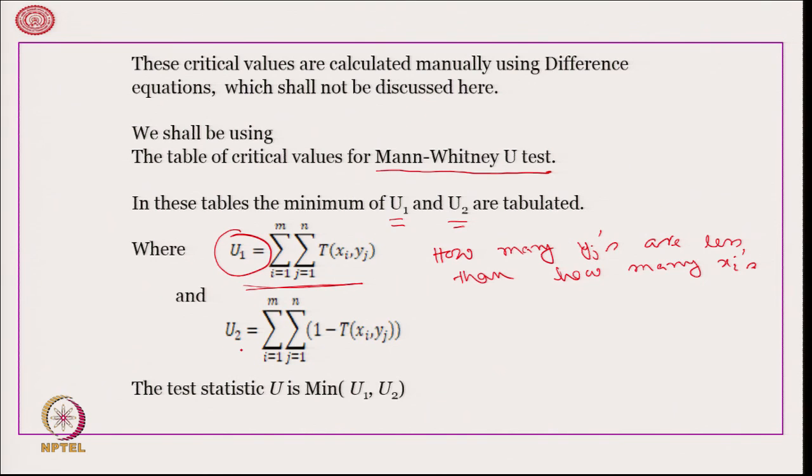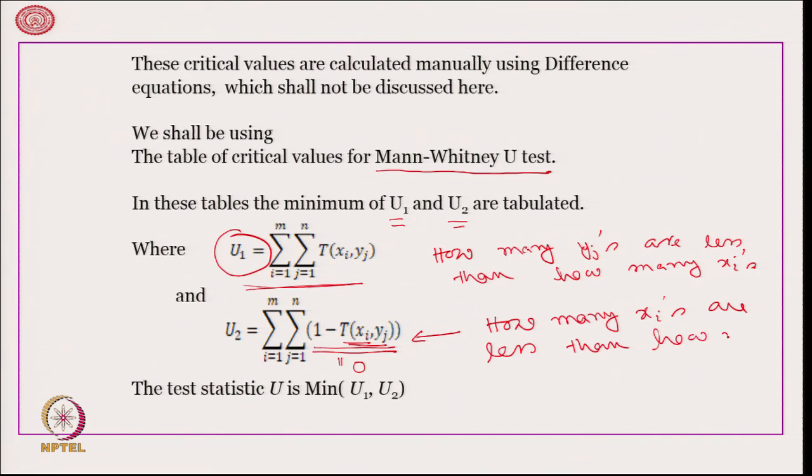Now, let us consider u 2 is equal to the sum over i and j of 1 minus T(xi, yj). Note that if T(xi, yj) is equal to 1, then this value is equal to 0, and if T(xi, yj) is equal to 0, then this value is coming out to be 1. Therefore, effectively this counts how many xi's are less than how many yj's.